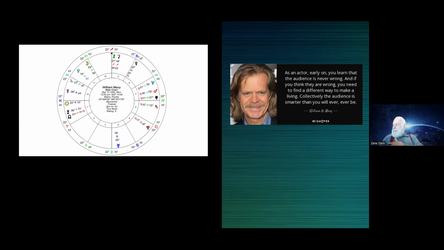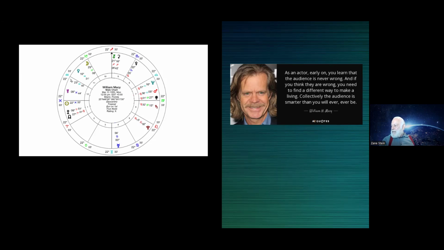And you've probably seen him many times. He's been in over 90 movies, close to 60 television shows. This picture is how he looked in Shameless, a series that lasted 10 years where he played Frank Gallagher. He has Pluto in the 5th in wide opposition to Venus in the 11th.